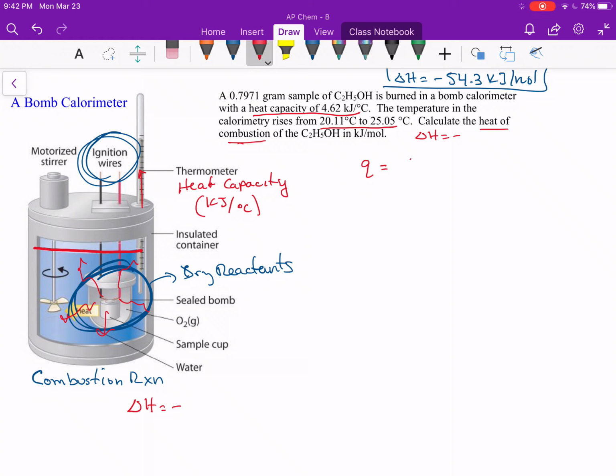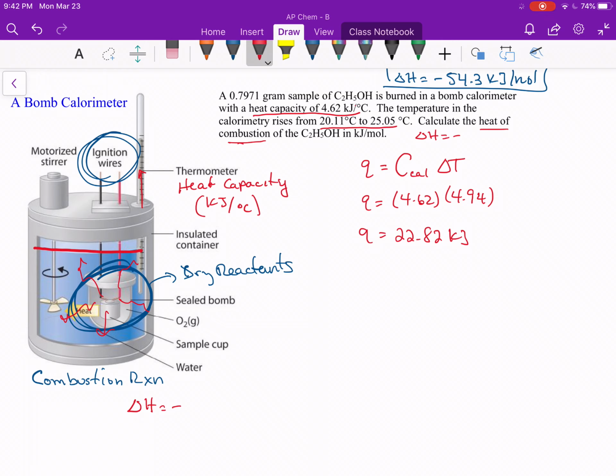To do that, we're going to use capital C CAL, and this is the heat capacity. We're going to take that heat capacity and multiply it by the change in temperature. So really simple, two steps. And so in this case, we're going to take the 4.62 and multiply it by the change in temperature, which in this case is 4.94. And so the Q for this is going to be equal to 22.82 kilojoules.